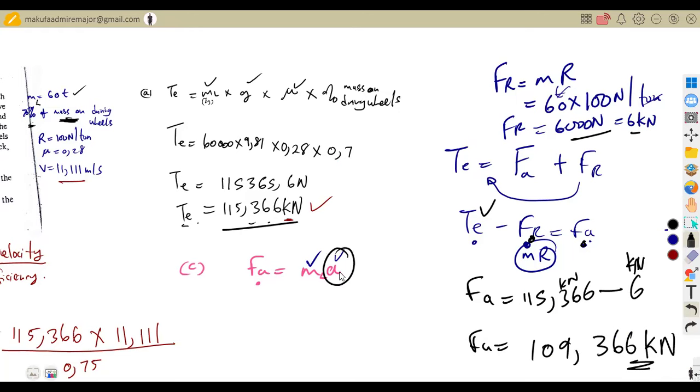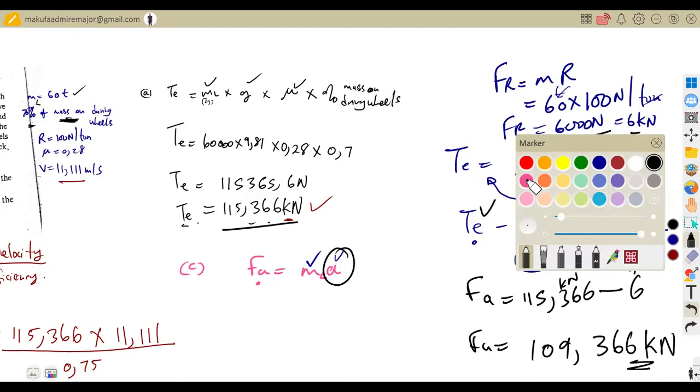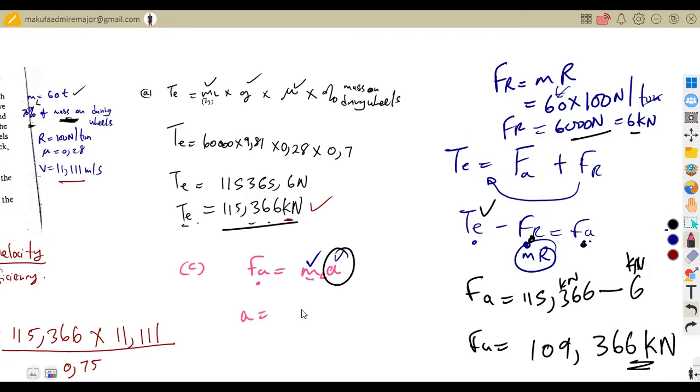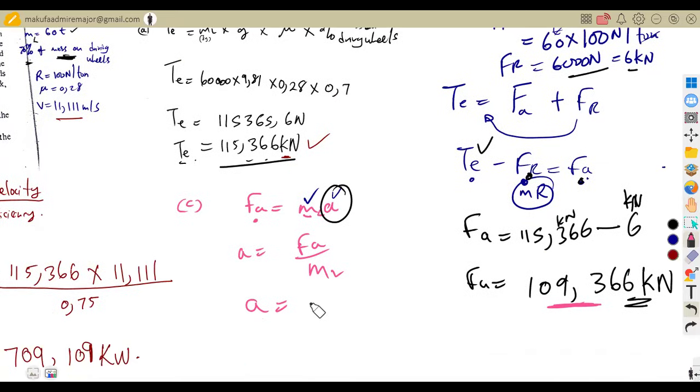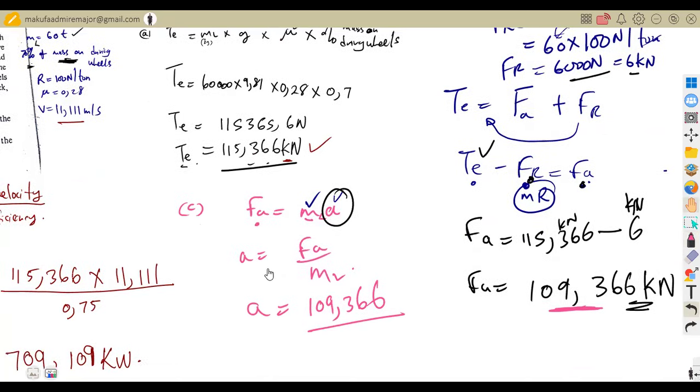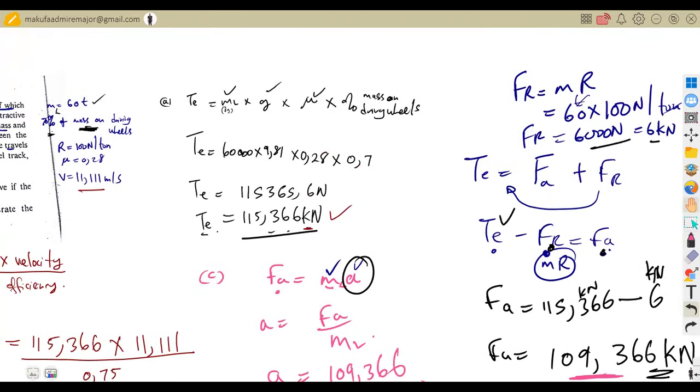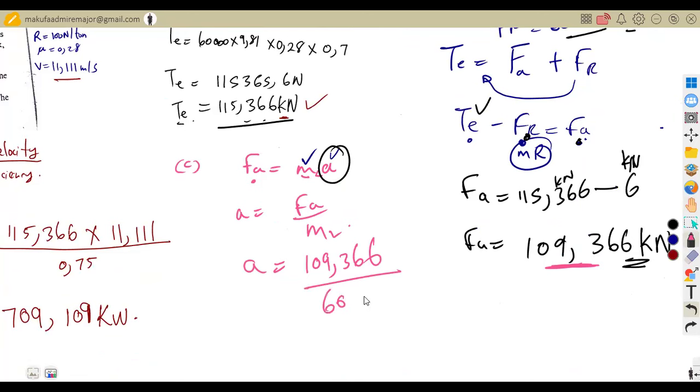It can help us to calculate our acceleration, the one that is required to accelerate the body up. As we know, acceleration is Fa over ML, the mass of the locomotive. Fa is the accelerating force that we calculated right now. So you're just going to substitute 109.366. The mass of the locomotive is given in tons, but you have to convert it to kilograms: 60 ton, multiply by 1,000, that's 60,000.